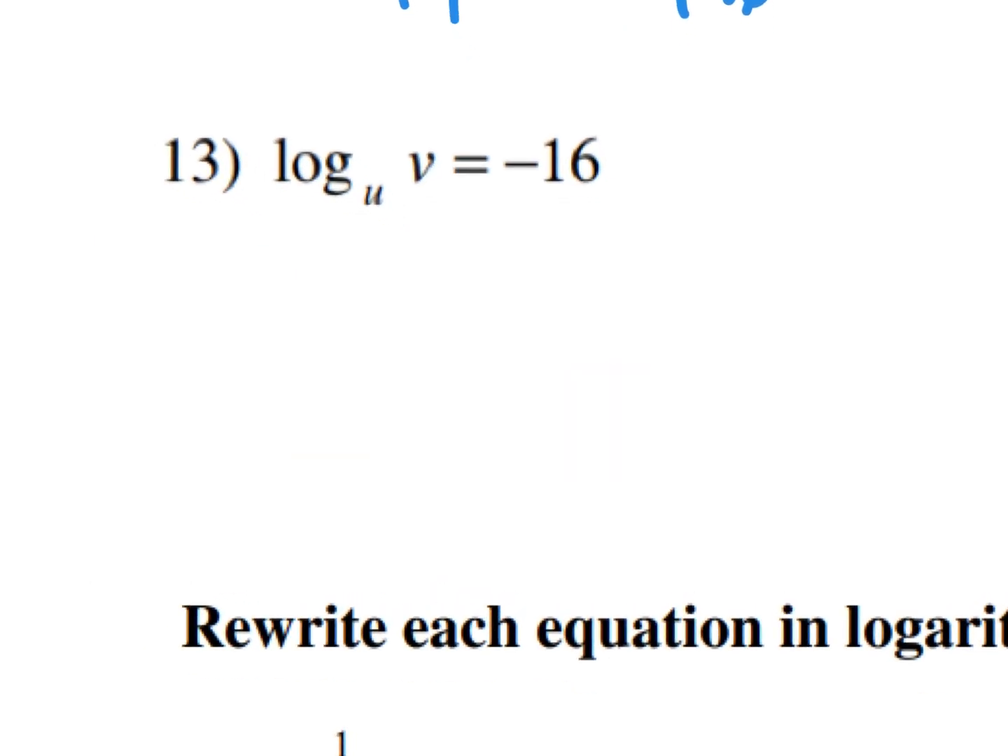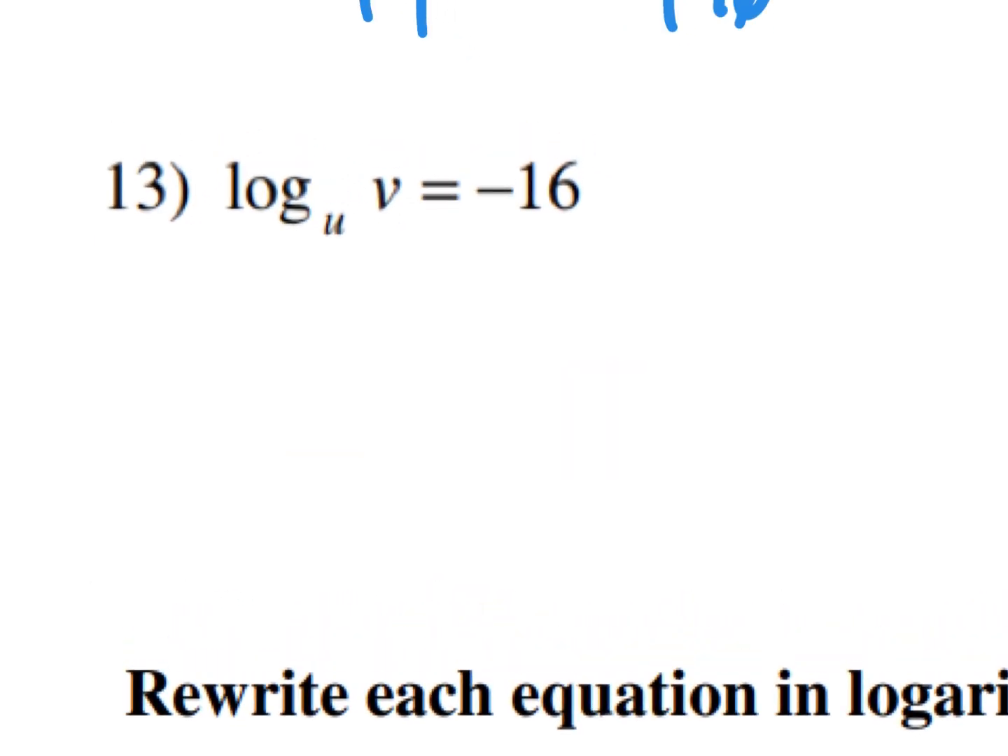All right, let's go to 13 though. They got 2 variables all of a sudden. Would you agree this is u to the negative 16th and it equals v? What's it solved for right now? V. V's alone. All right, this is just a variable. It's got 2 variables. It's kind of like x equals 2y, that kind of thing.